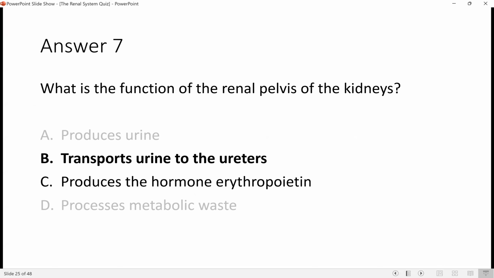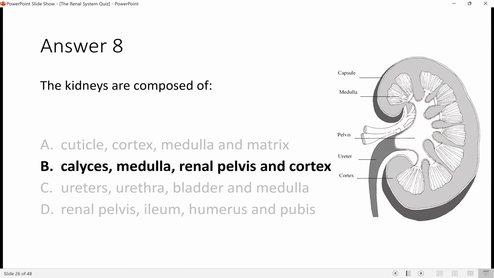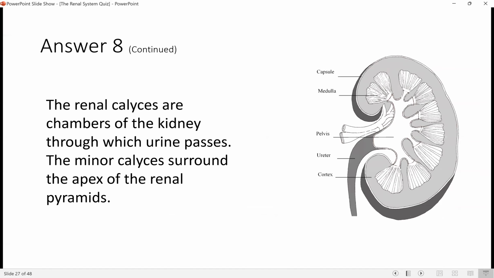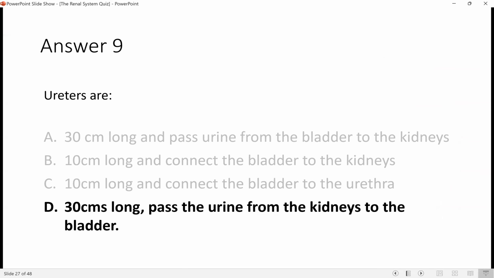What is the function of the renal pelvis of the kidneys? It transports urine to the ureters. Answer 8, the kidneys are composed of B. All of the others have got things that are not in the kidneys. So that's just giving you a description of part of the kidneys.